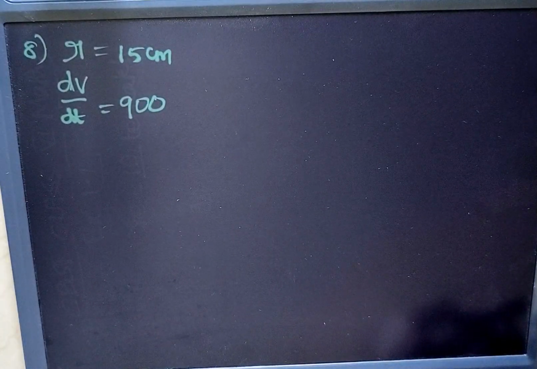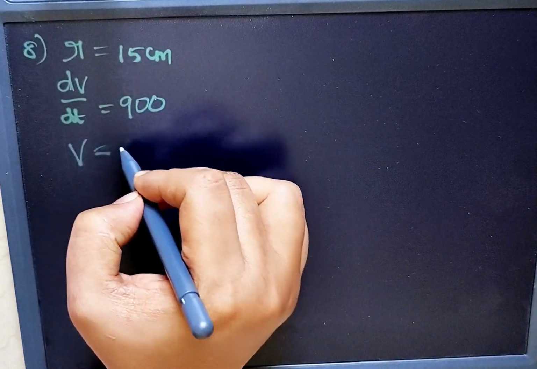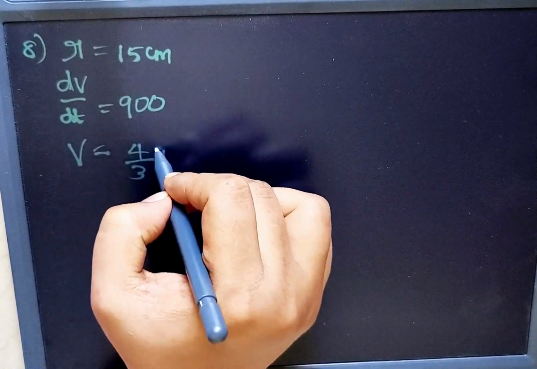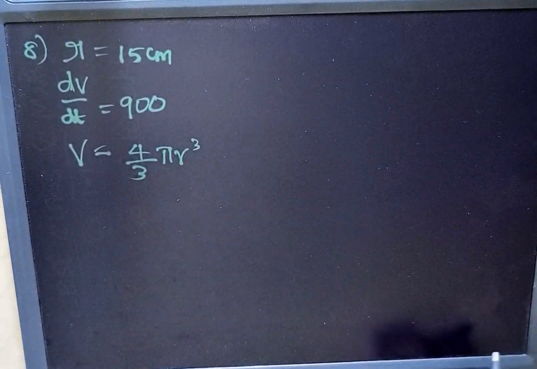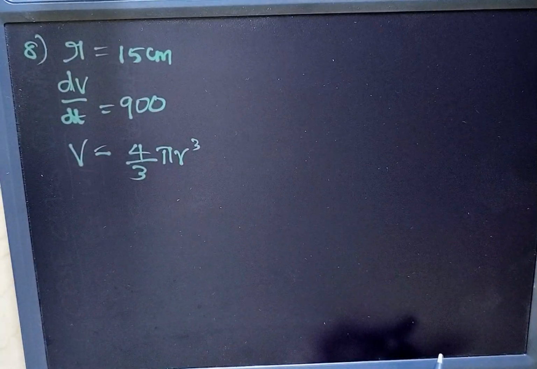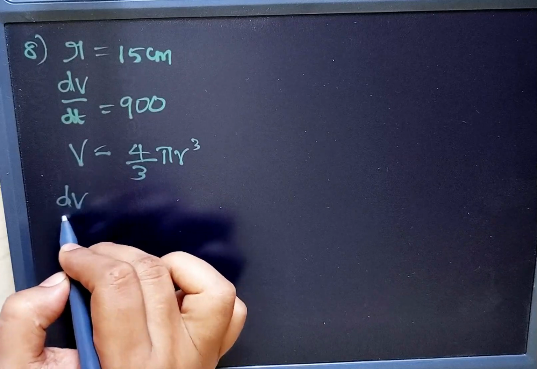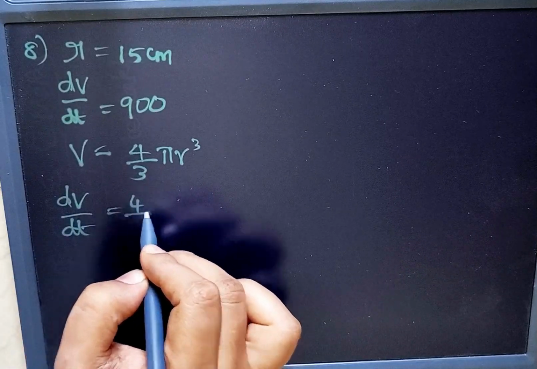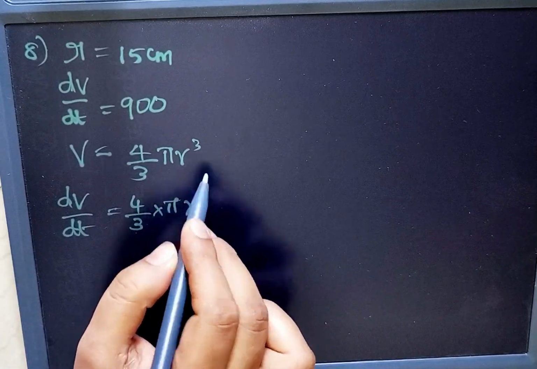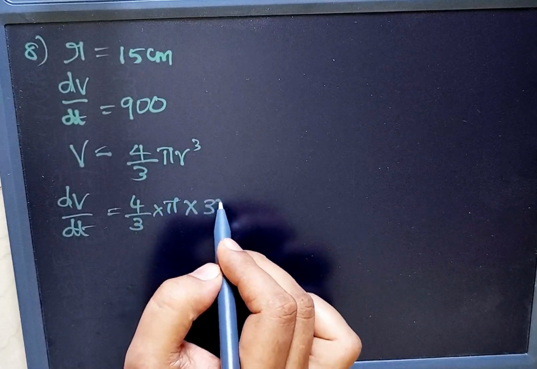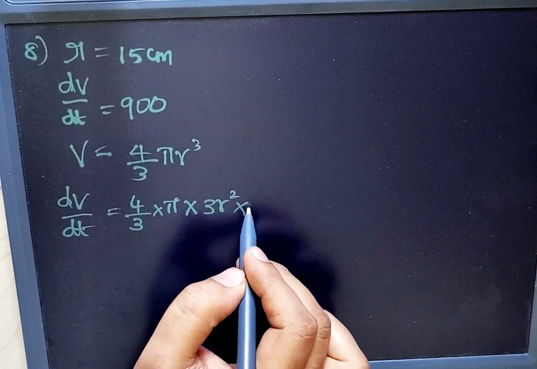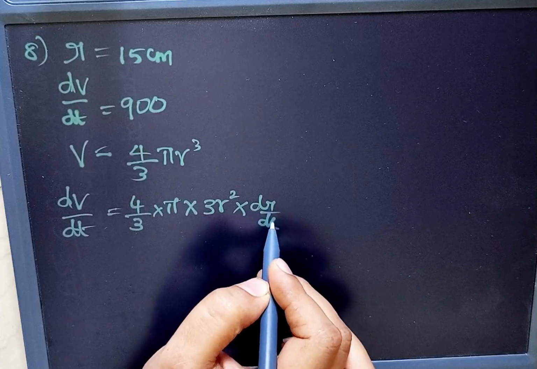Since they have given that it remains spherical, we are going to take the volume of a sphere. So volume of sphere is 4 by 3 pi r cube. And now we are going to differentiate with respect to time on both sides. So this will be dV by dt equal to 4 by 3 pi, which is constant, so that remains as it is. And applying the power rule for r cube, it is 3r square. And for differentiating r, we get dr by dt.